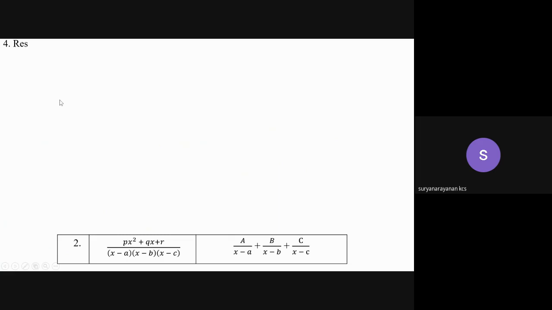Now come to the next point. Resolution or decomposition of proper rational function. Here in this point we are going to discuss how to resolve, how to decompose a proper rational function into partial fractions.